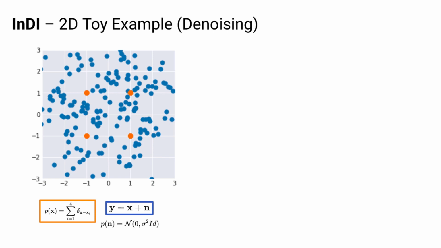To fix ideas, let us introduce a toy example. Imagine we have 2D noisy points coming from a multimodal distribution, here represented by the 4 orange dots. The noise is assumed to be Gaussian of a known standard deviation. The idea is then to recover the clean samples. In this example, we know all the components perfectly, so we can compute the exact posterior mean needed for the InDI iteration.